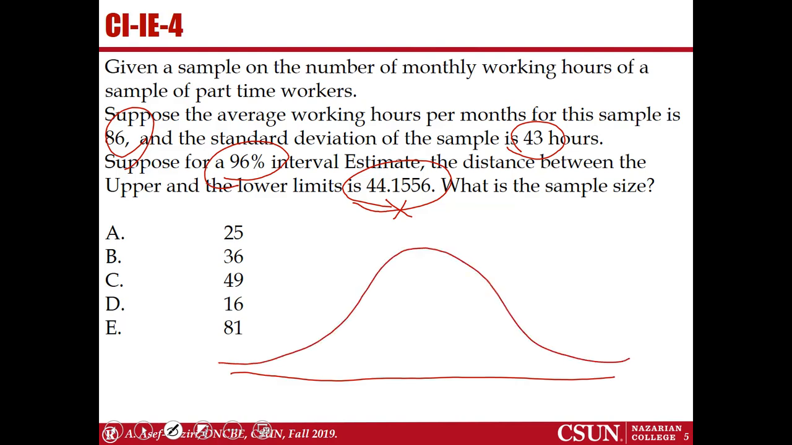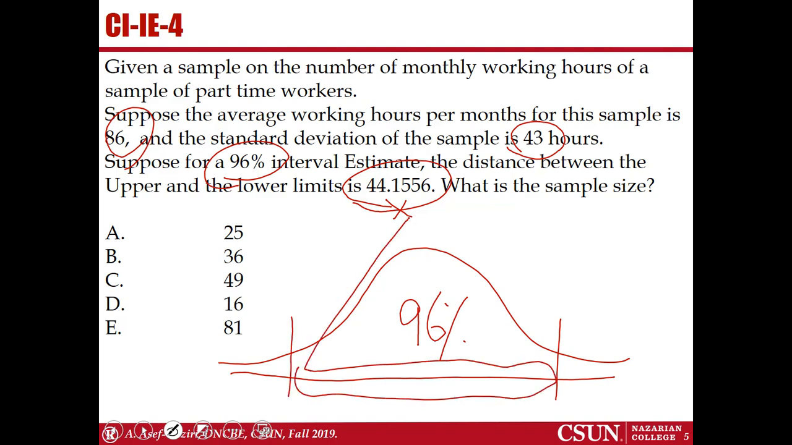Say I have a normal distribution. I have computed the interval for 96%, and this interval from lower bound to upper bound is equal to this. So I have this gap, which is 44.1556. Now the question is what this gap means, or indeed what this point means in standard normal distribution.